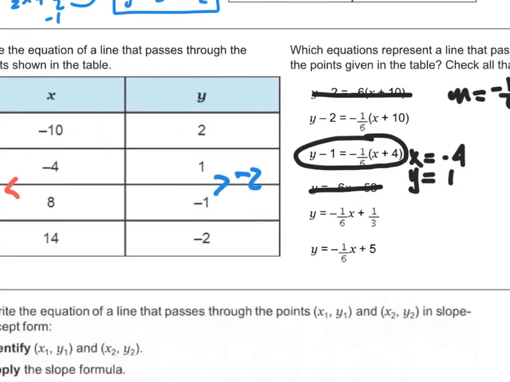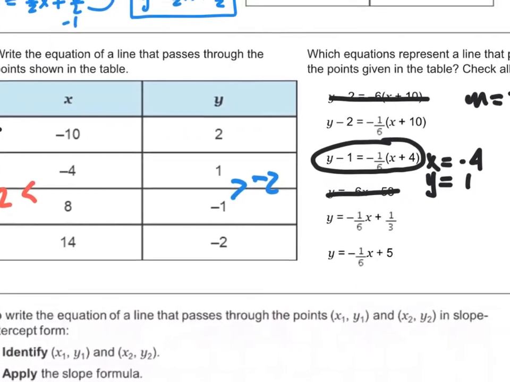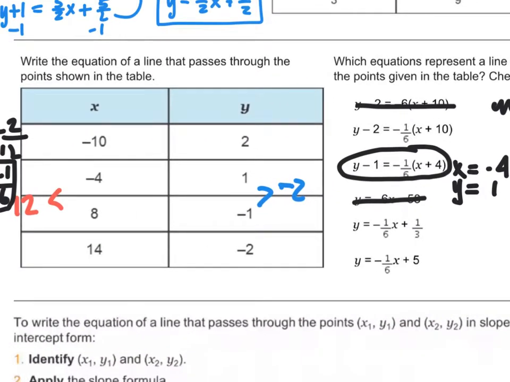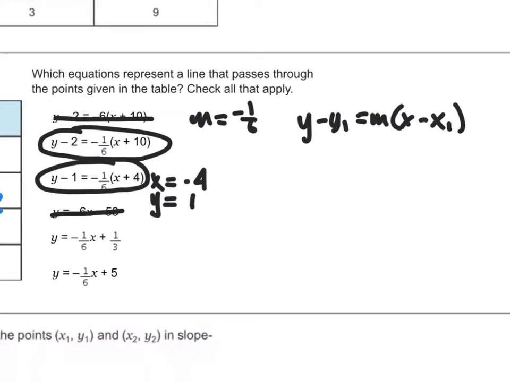And let's see if I have the point x is negative 10 and y equals 2, and that point works as well. Okay, same thing here. y was 2 and x was negative 10. So that equation also works. Now what I'm going to do is take one of those equations and solve it for y and put it in slope-intercept form and see which one of these we get.